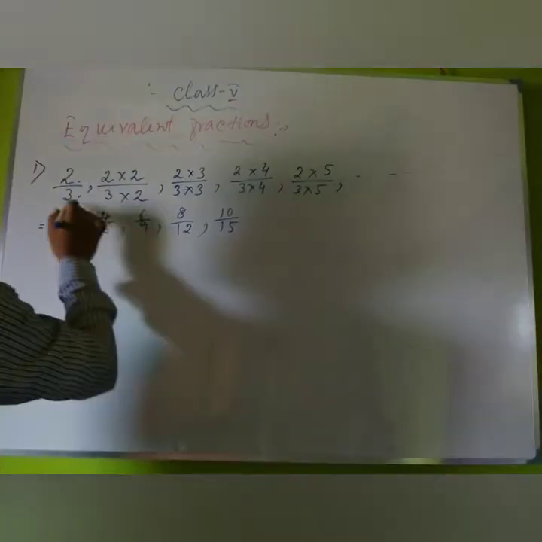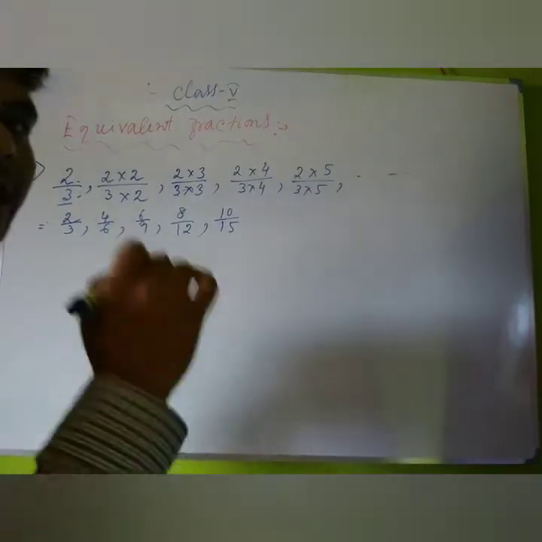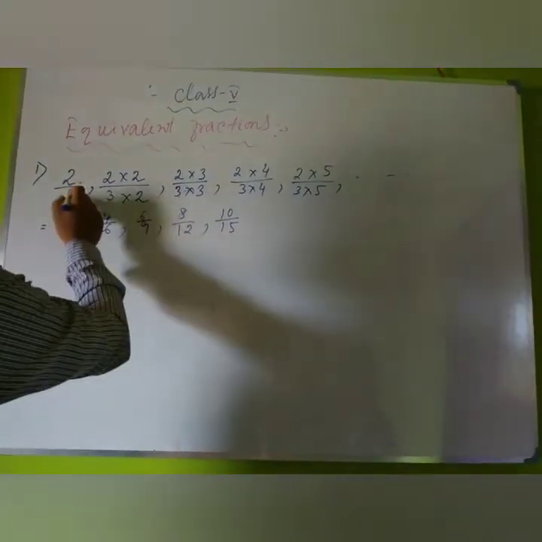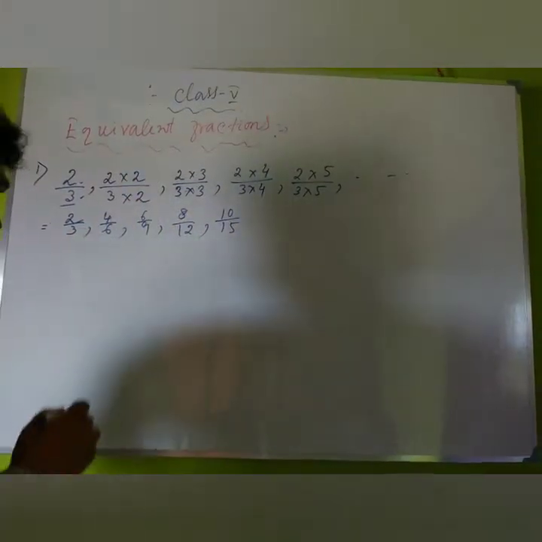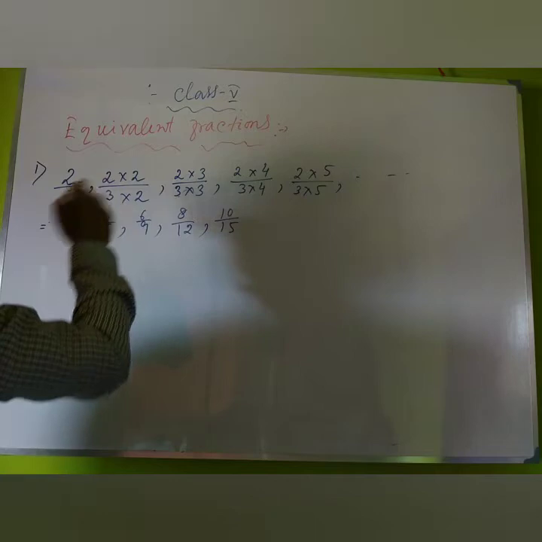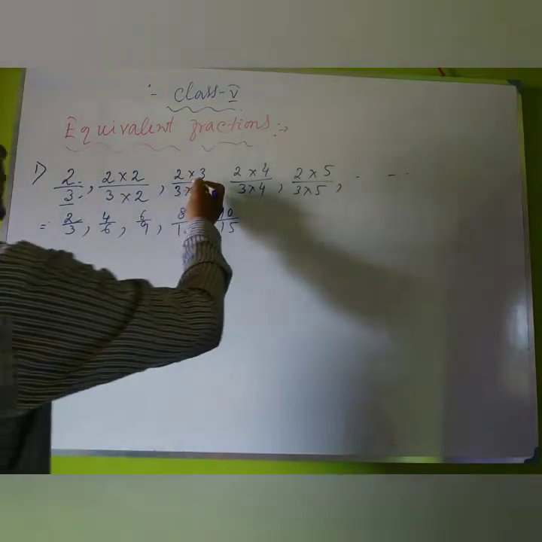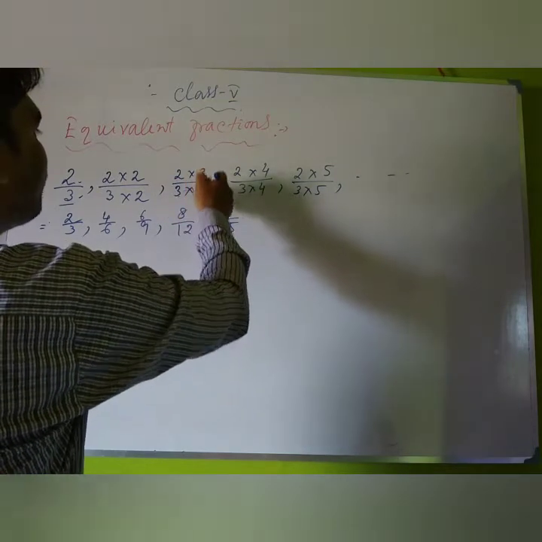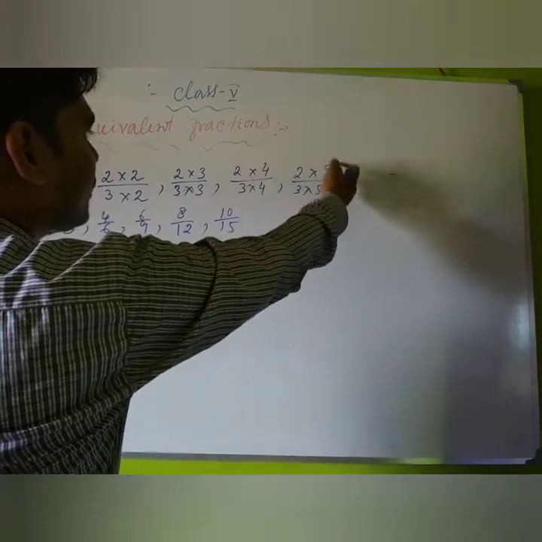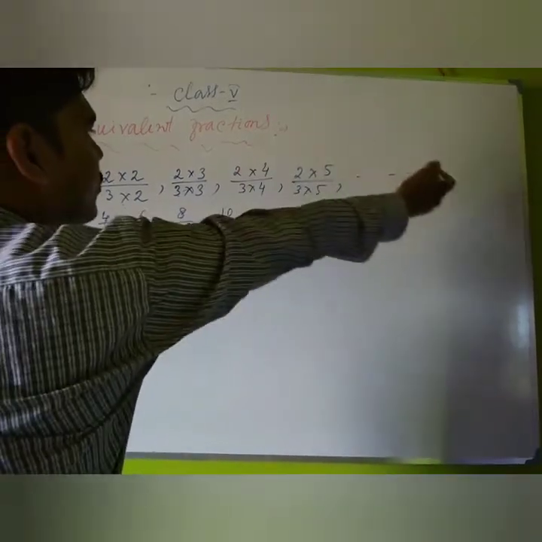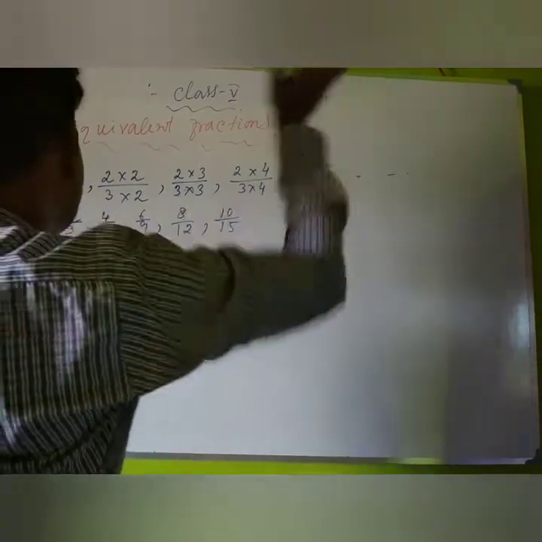Understood? So when any fraction is given and you are asked to find the equivalent fractions, then you multiply this fraction at first by 2, both in the upper and lower portion. That means the numerator and denominator both. Then in the third term you multiply both by 3, in the fourth both by 4, in the fifth both by 5, and in the sixth you multiply both numerator and denominator by 6.